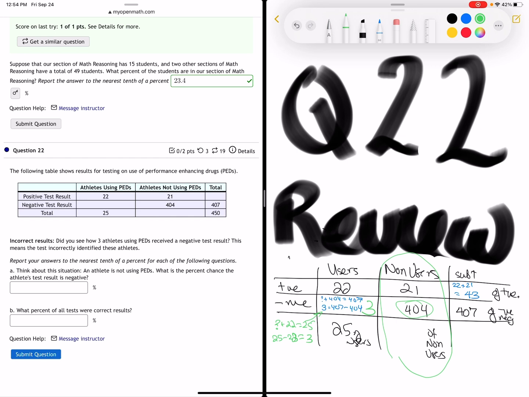Oh, I never finished this table here. I need the total here. So I have 21, so this is 425. So 21 plus 404 is 425. So for this one, of the non-users, what is the chance that the athlete will have a negative? So we have 404 negative results out of 425 tests.